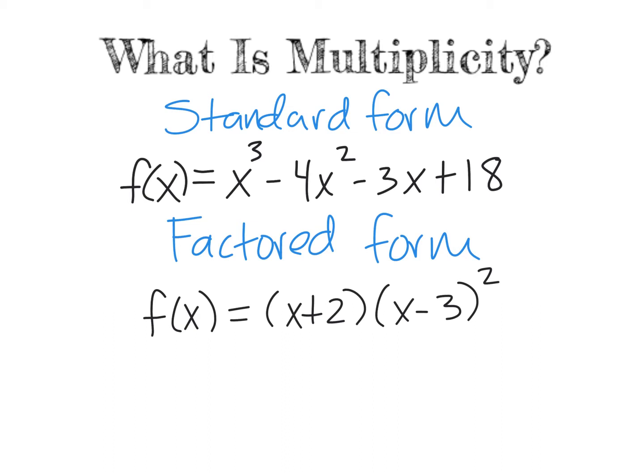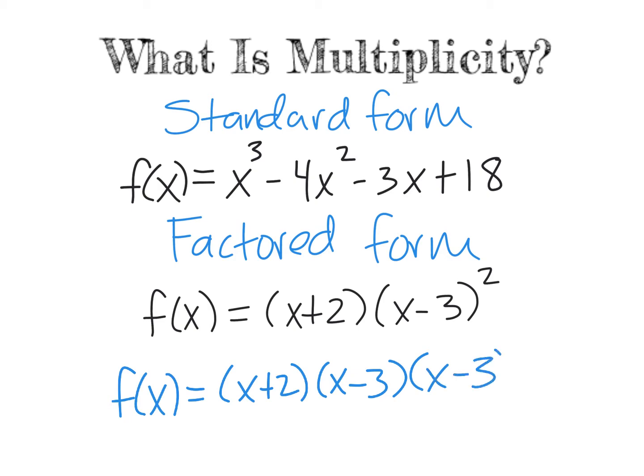What I mean by that is I can actually write this function, x plus 2 times x minus 3 squared, as f of x equals x plus 2 times x minus 3 times x minus 3. This squared really means that we are repeating that factor twice, and that's where multiplicity kicks in. Whenever you have an even exponent on a root, it means that you're multiplying it by itself twice. It's occurring 2 times in that function, and therefore it's going to behave a certain way on the graph.